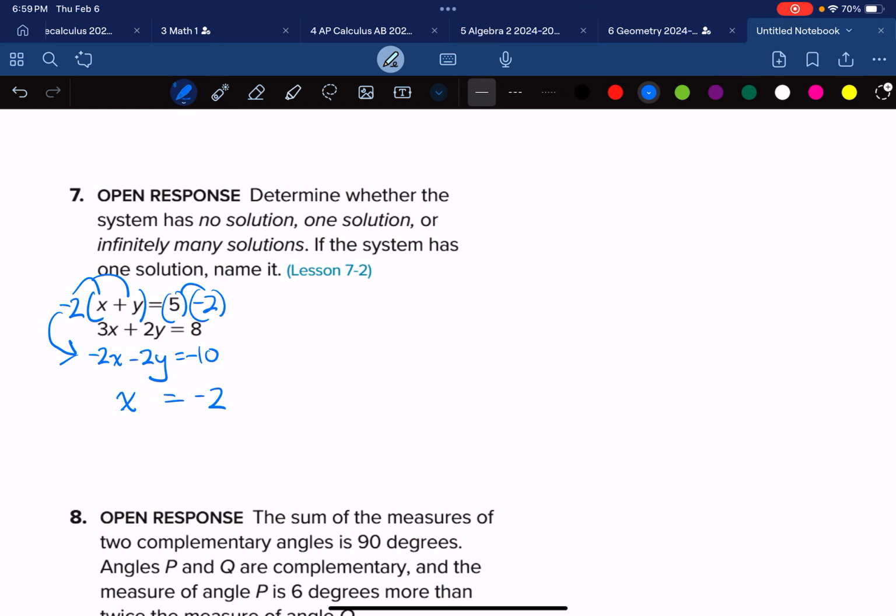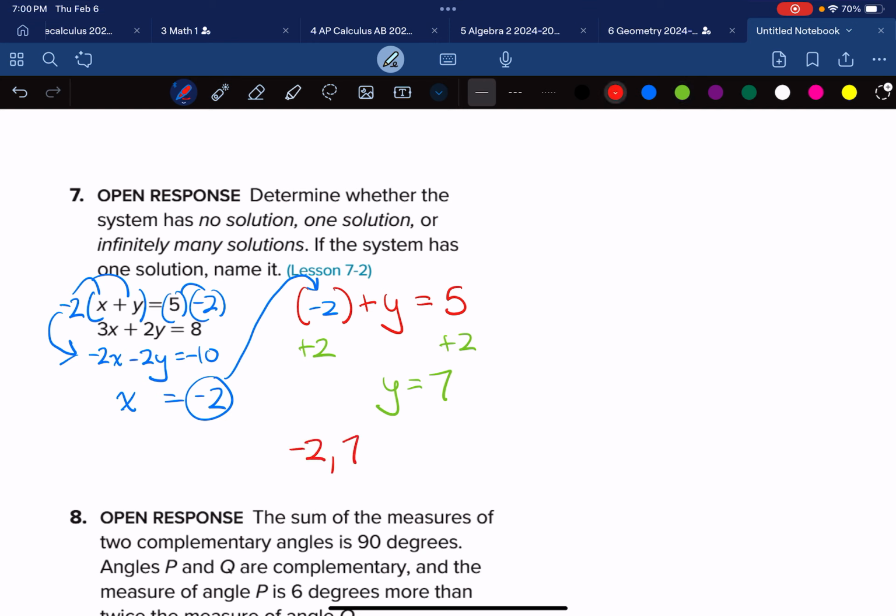From here, I can plug back into anything that I want. This original equation was pretty straightforward. It was x plus y is equal to 5, and I can plug back in a -2 for my x. So -2 goes in here, and I can now get rid of it, add 2 to get y is equal to 7. So my solution is (-2, 7), and that's one solution.